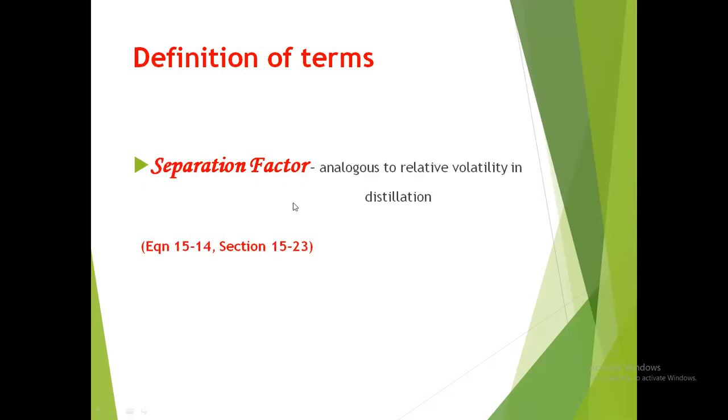Now, what about separation factor? So your separation factor is analogous to relative volatility in distillation. So if distillation, in a sense, is checked whether it's feasible or not by determining the relative volatility, and its value has to be greater than 1 for separation to occur, in here in extraction, it's the separation factor that we determine.